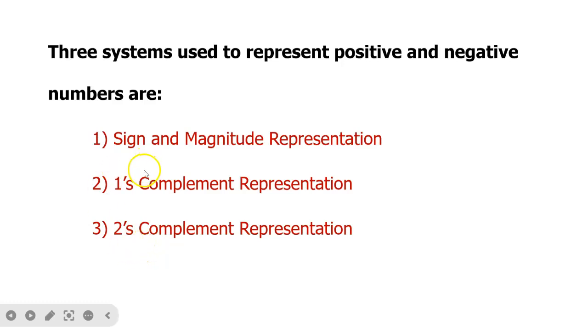There are 3 common systems used to represent the positive and negative numbers in binary form. The first one is sign and magnitude representation. The second is the ones complement representation. And the third is the twos complement representation.